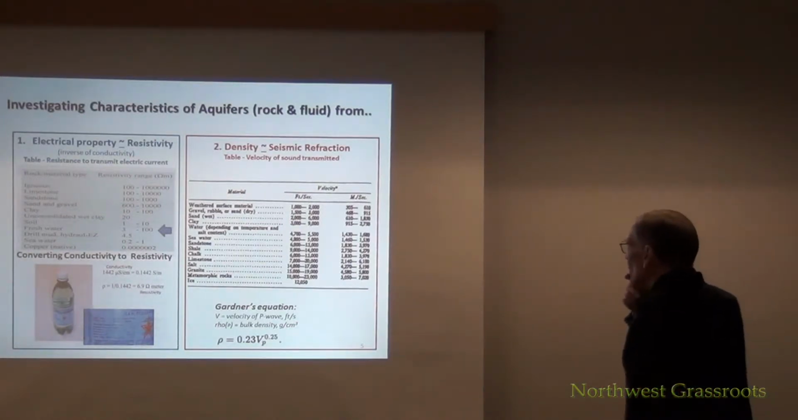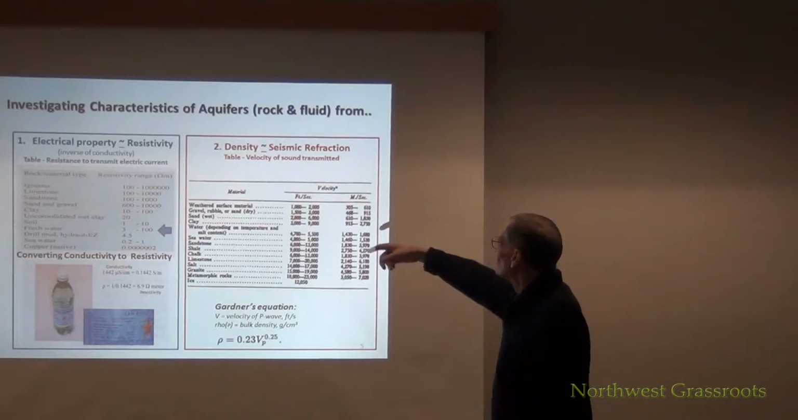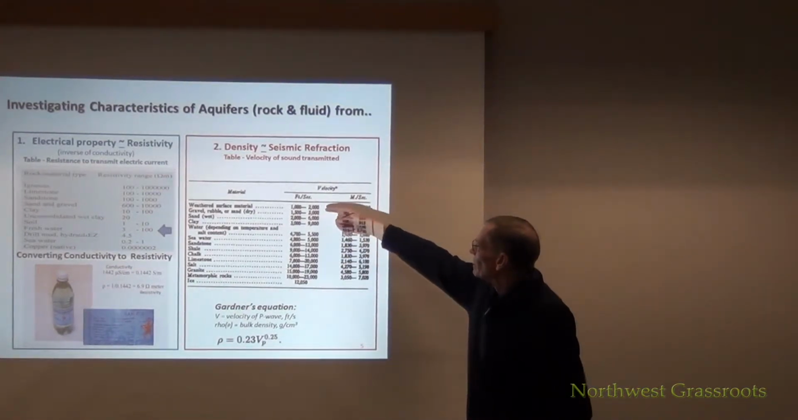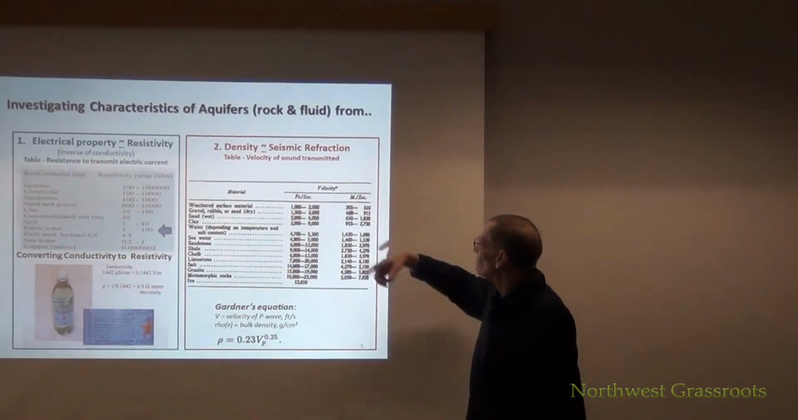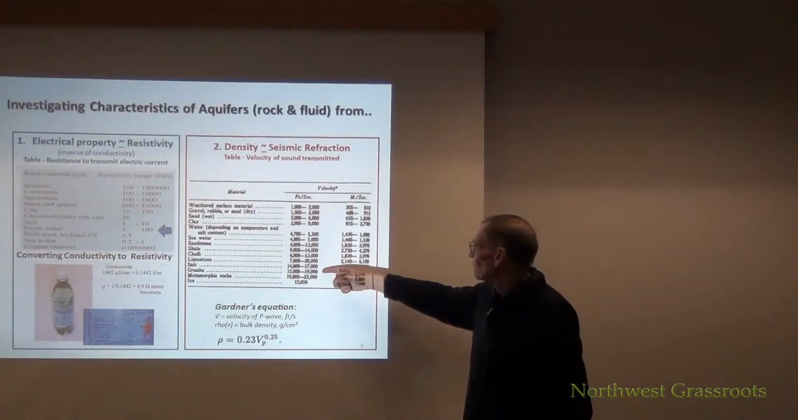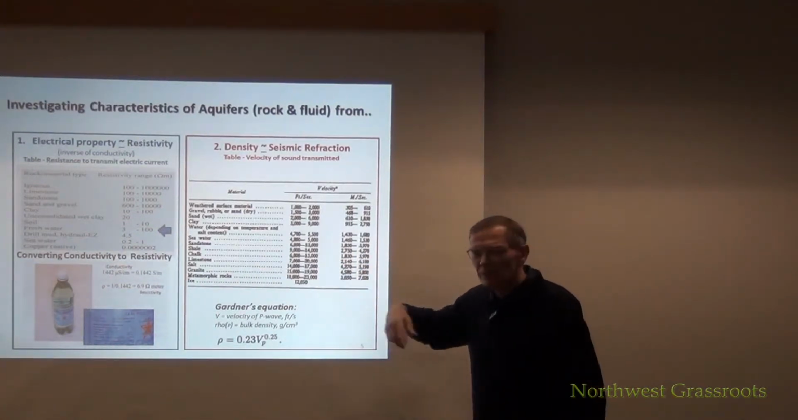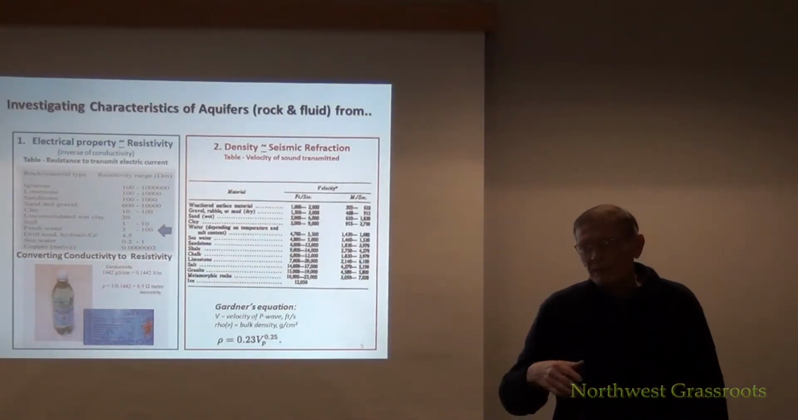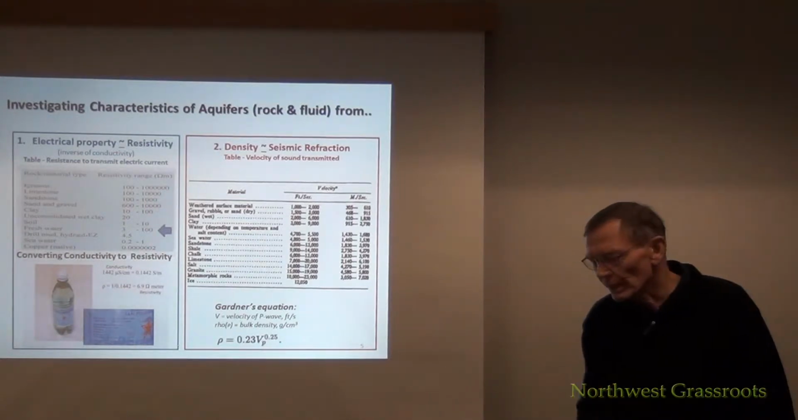So the weathered surface material would have a velocity of 1,000 feet per second that sound travels. Sound travels through granite metamorphic rocks much faster, some of it over 23,000 feet per second if it's buried at great depth.